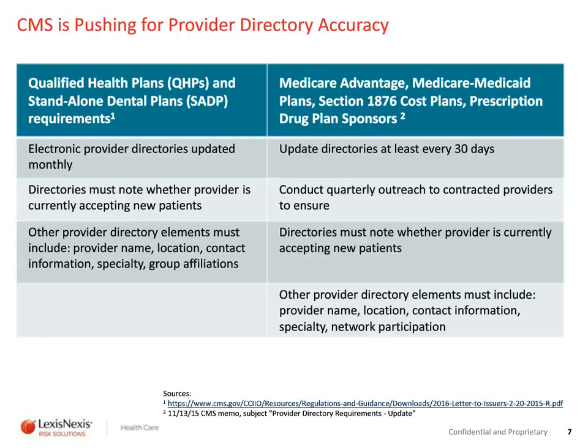So who is this aimed at? The regulations continue to evolve and in many cases are becoming more and more stringent. CMS requirements are applicable to qualified health plans and standalone dental plans, and they require electronic provider directories be updated monthly. Directories must note whether a provider is participating in the network and is currently accepting new patients. They also track additional directory elements, including provider name, location, contact information, specialty, and group affiliations. Additionally, for Medicare Advantage, Medicare, Medicaid plans, Section 1876 cost plans, and prescription drug plan sponsors, there are quarterly verification requirements with updates required every 30 days.